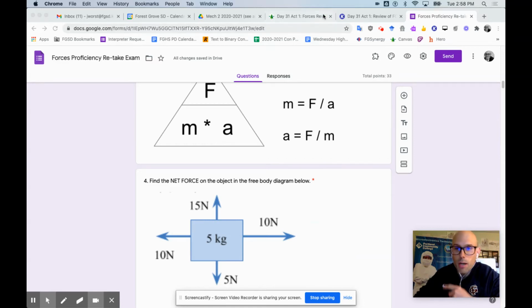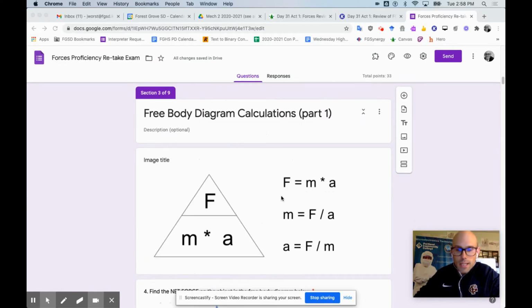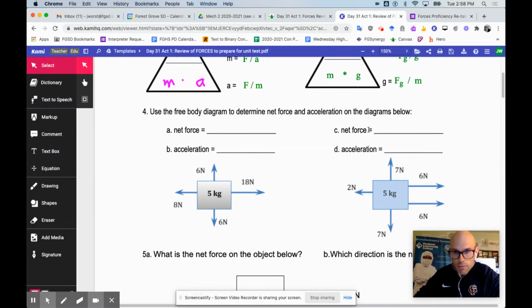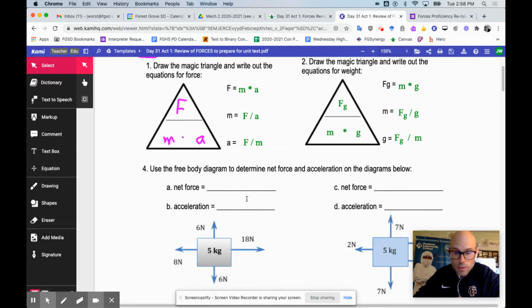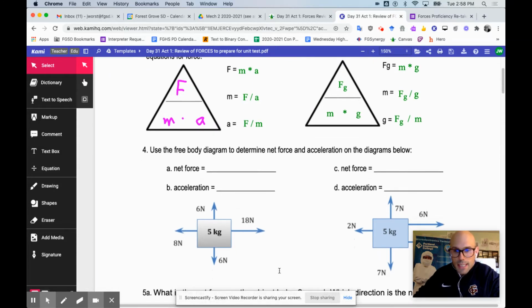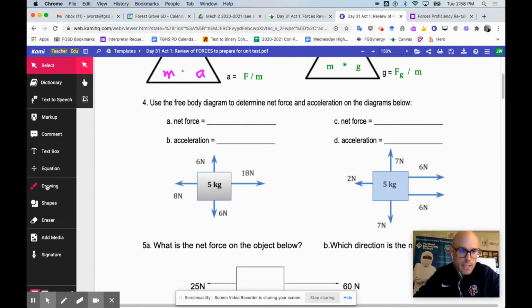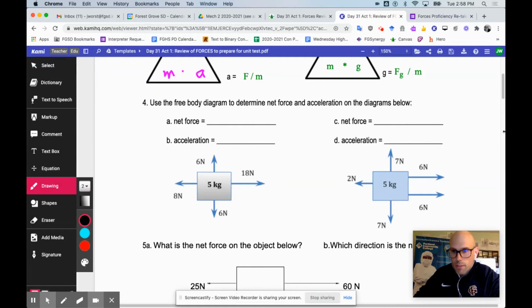So I'm going to give you the helpful hints from the review. I'm going to go back over here to the review. And on our review, we did the same sort of thing. Use the free body diagram to determine net force and acceleration on the diagrams below. First I'm going to calculate, using this one over here on the right. Okay, so calculate the net force.